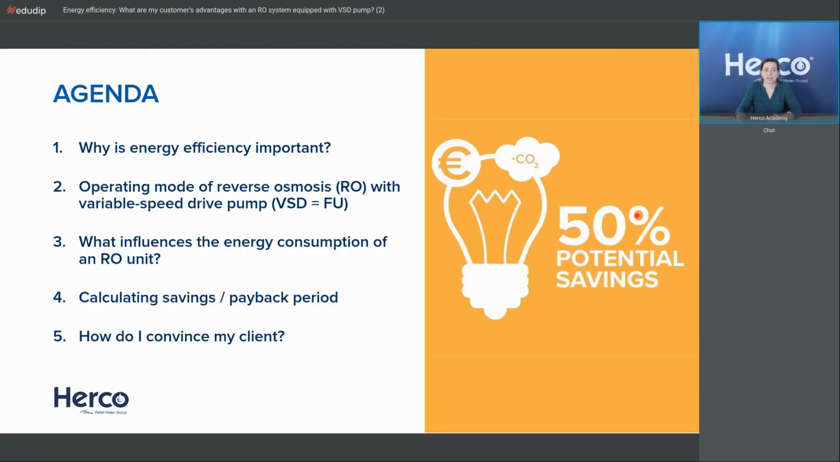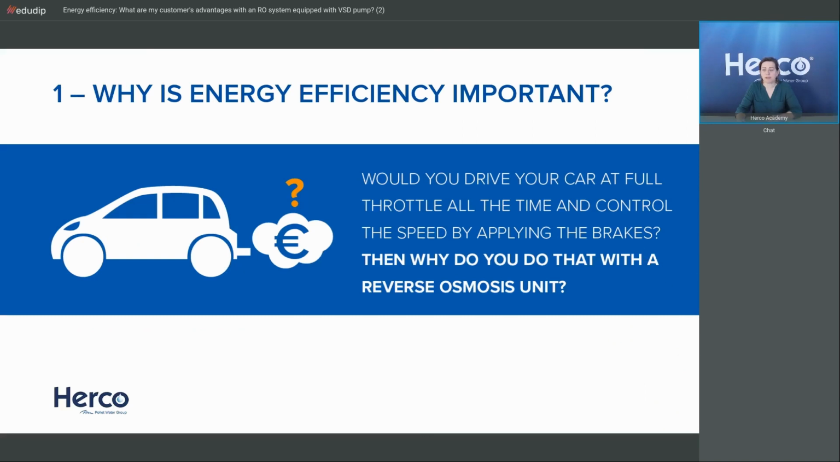So we'll jump right in. We'll start with a, I think, very interesting picture. If you had a car, would you drive it at full speed, at full throttle all the time? And when you want to slow down, you press on the brakes? I think nobody would do that. It's just really, really inefficient. But that's what we're doing with the reverse osmosis with a throttle valve.